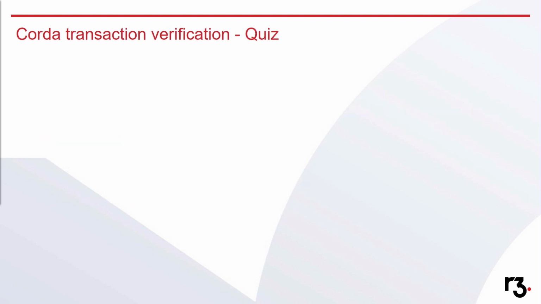OK, so it's time for a short quiz on transaction verification in Corda. It starts very simple. First question is, how do you execute code in Java in general? By using class loaders. Of course, loading a class in a class loader and just running it, which is what we do for transactions.